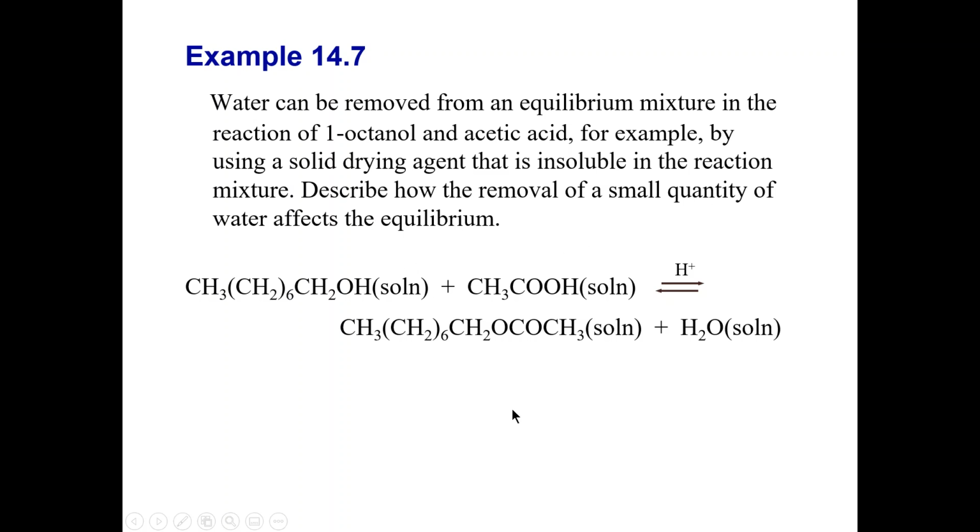Well, it's based on Le Chatelier's principle. Basically, when you remove water, you're reducing the concentration of water here, right? Which means that the system will try to restore the water that is removed, and therefore the equilibrium will shift from left to right. In so doing, the system will also increase the amount of product, right? So the concentration of the product will increase, and also the concentration of 1-octanol and acetic acid will decrease, all right? So that's basically the explanation to describe the effects of removing water from the system, how it will affect the other components in the system based on Le Chatelier's principle.